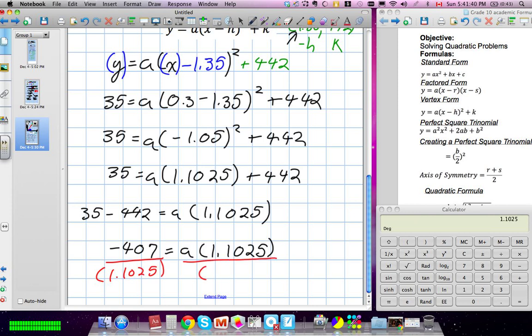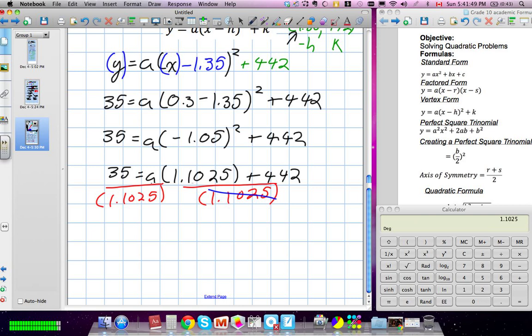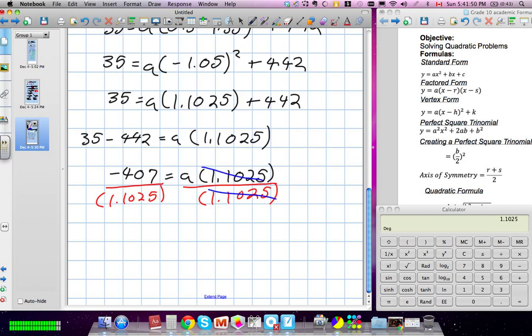A will be by itself. In other words, these two cancel each other out. So what do we get when we divide those terms? Close to 400 maybe? Negative 369.1. Yeah, 0.1 something. Let's just approximate A to be negative 369.